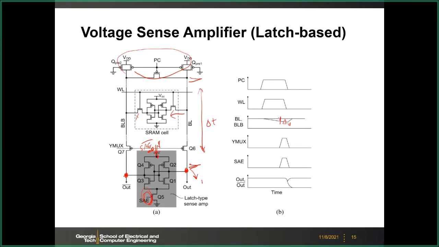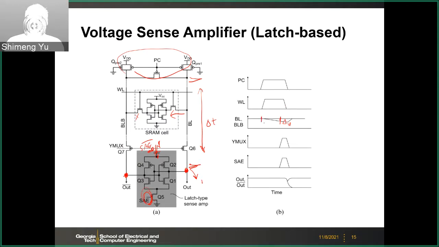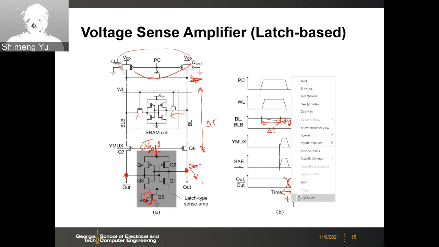So there are 2 delays actually. If you think about this, first is the signal develop time, this delta T, right? It depends on how fast the signal propagates from here to here. You develop the delta V. And after that, you turn on the sense sample, and then you will flip. So the second flipping time, this T flip, is pretty short, because you have positive feedback there.